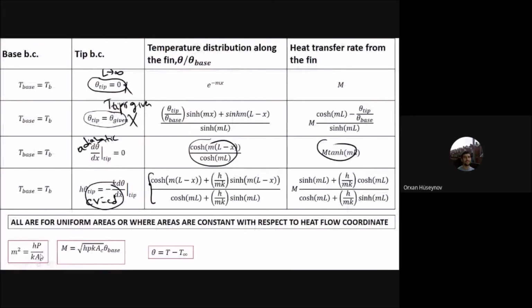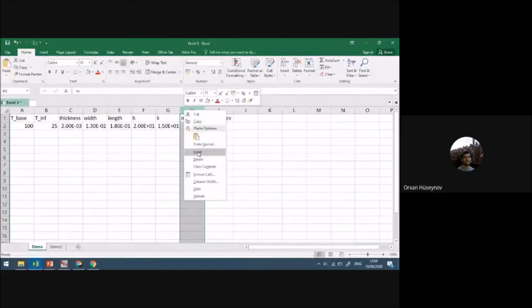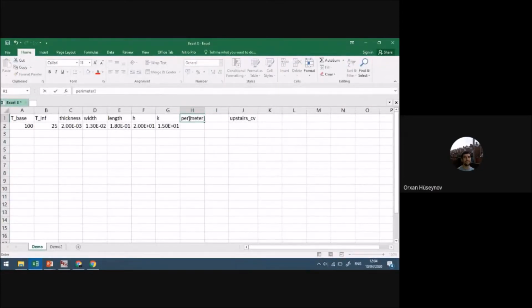For the m value I will need HP by KAC, therefore I should calculate the perimeter, and I should also calculate the cross-sectional area AC. So first the perimeter. When we mean the perimeter, look at the cross-section of the spoon. Let me open another slide. So this is the spoon, in 3D. This is the spoon that we have zoomed. It is rectangular. So when we say the perimeter P, this is the perimeter of this cross-sectional area. So you see this perimeter.